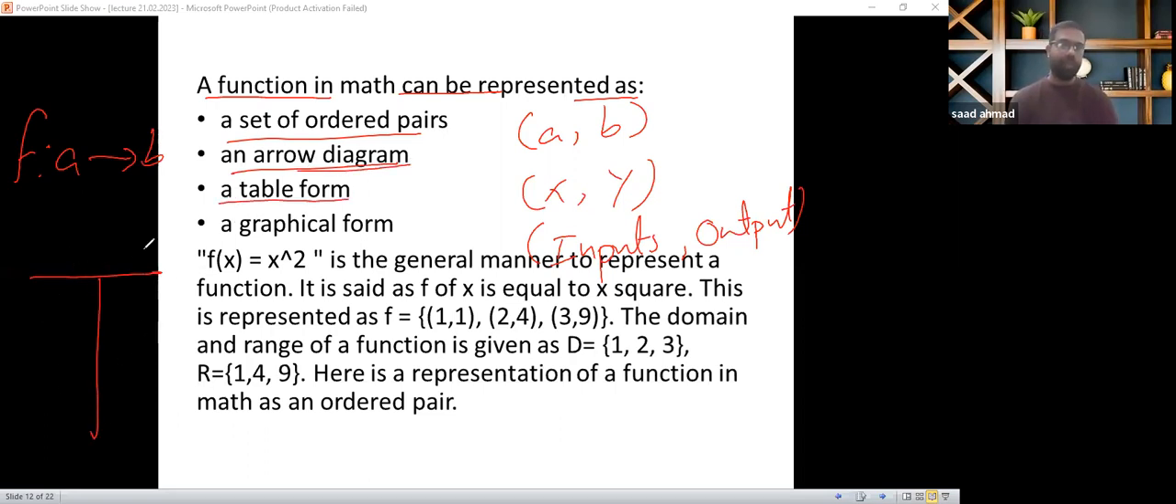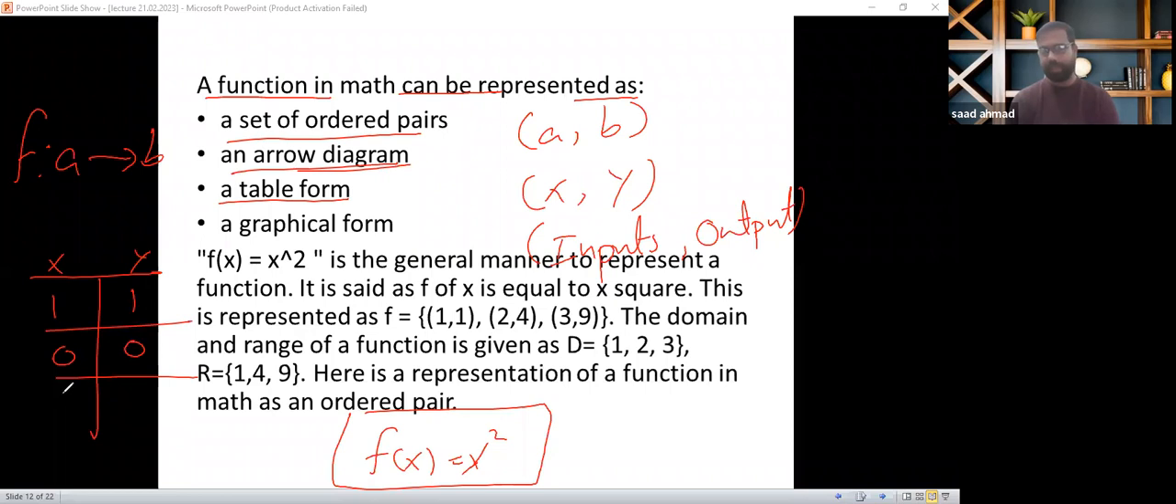Let's say we have a function x squared. The function is f of x equals x squared. This is the general notation that we use for a function. This is x, this is y. So when x is 1, we get y as 1. When x is 0, y is 0. When x is 2, y is 4 because we are doing the squares. When x is 3, y is 9. So we can have the table form. We can even have the graphical form. Let's say this one, it has a graph of x squared like this.